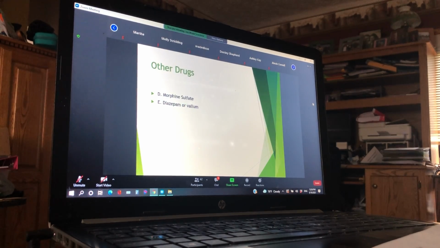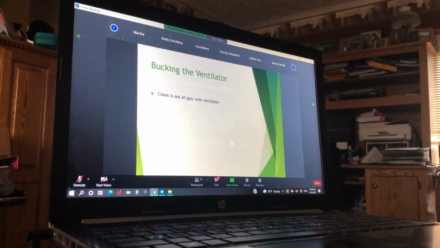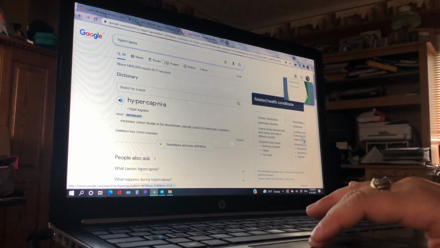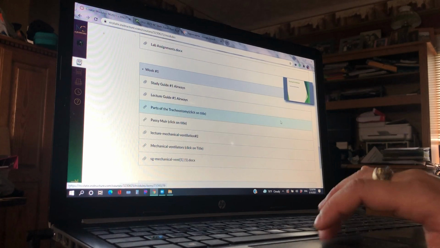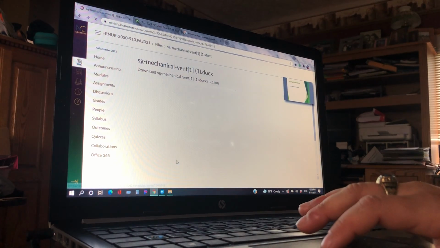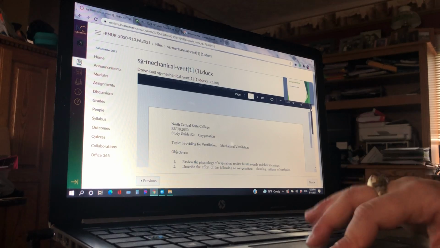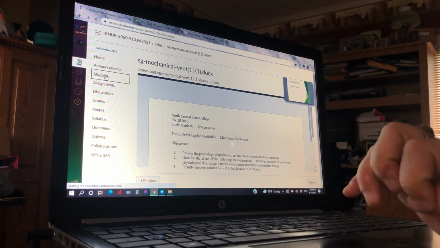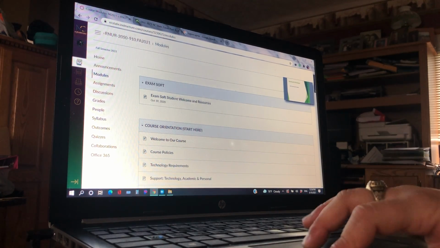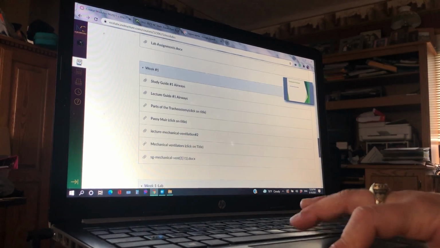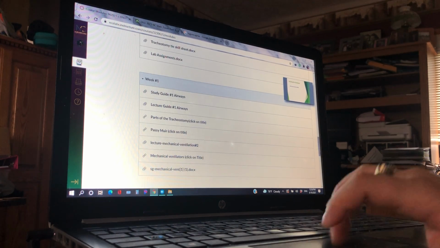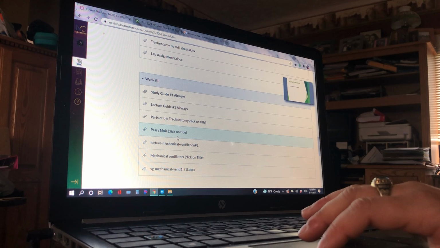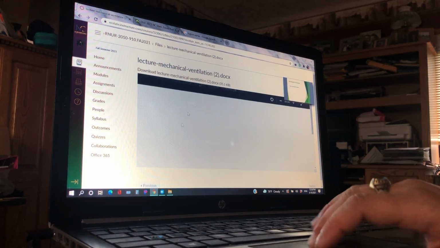Okay, bucking the ventilator. Client is out of sync with the ventilator. Variety of reasons. They're triggering the ventilator faster than it's wanting to breathe for them. They're out of cycle. They're trying to inspire while the ventilator is doing an exhalation. Just a lot of reasons why they don't tolerate it very well. And that's usually in that ACV, that assist control modality.